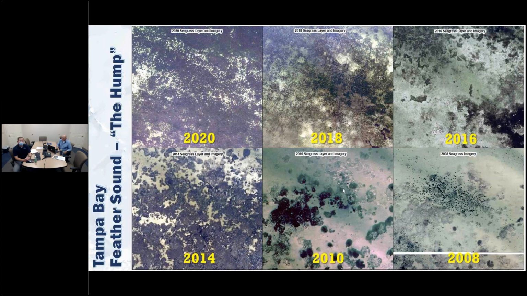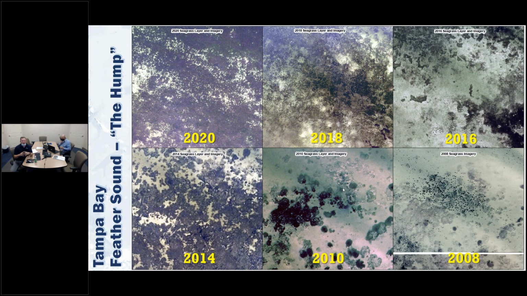And Nate, I'll let you talk us through this. So this is a slide showing you the imagery. This is part of Feather Sound, known as the Hump. So that big area has gone from grass to Caulerpa. And Nate's going to walk us through the signatures here through time.